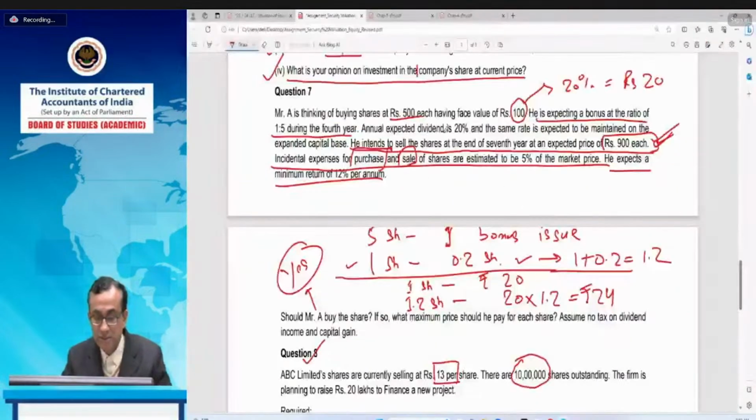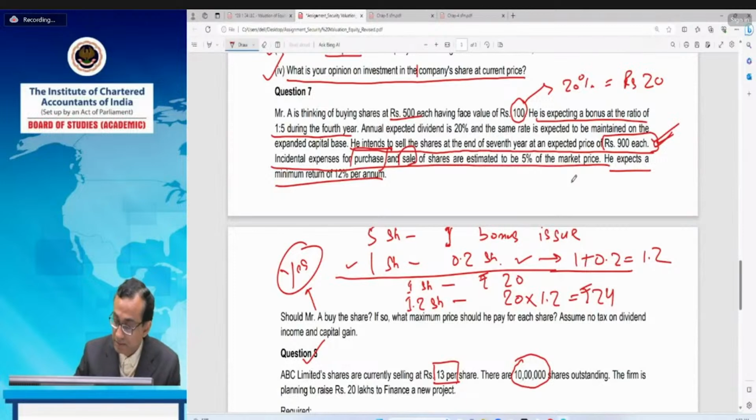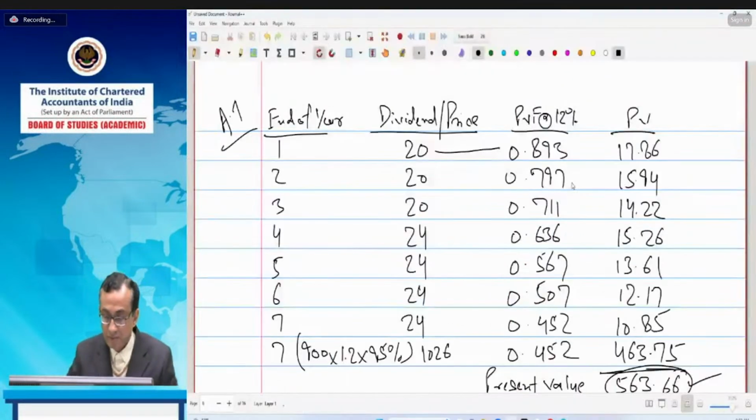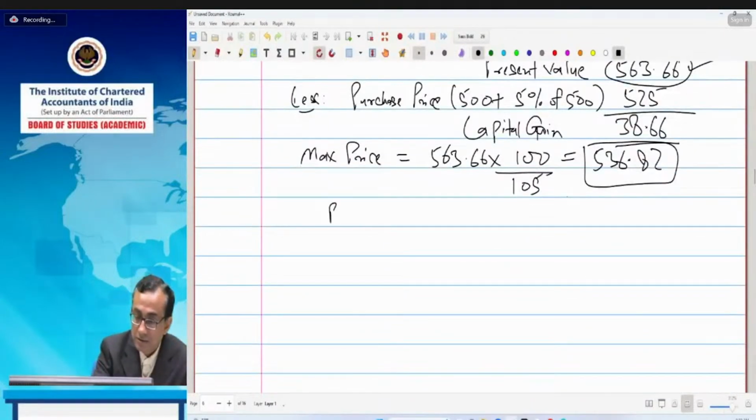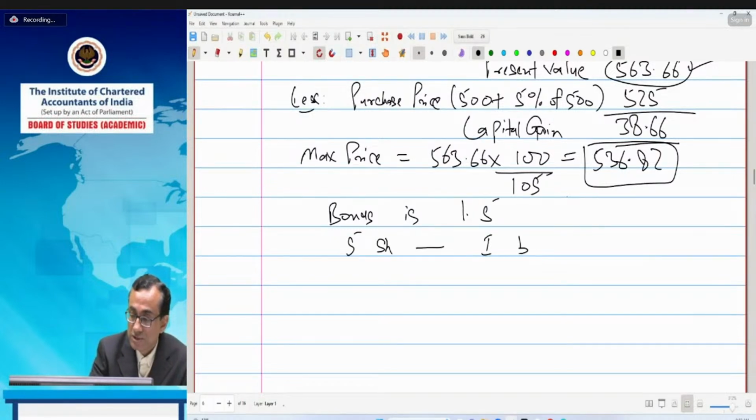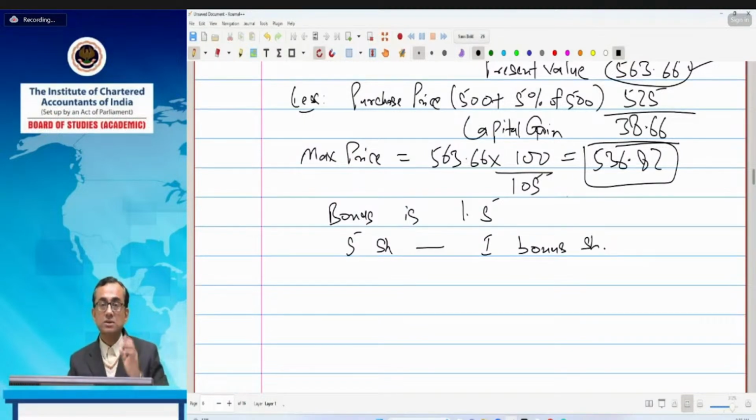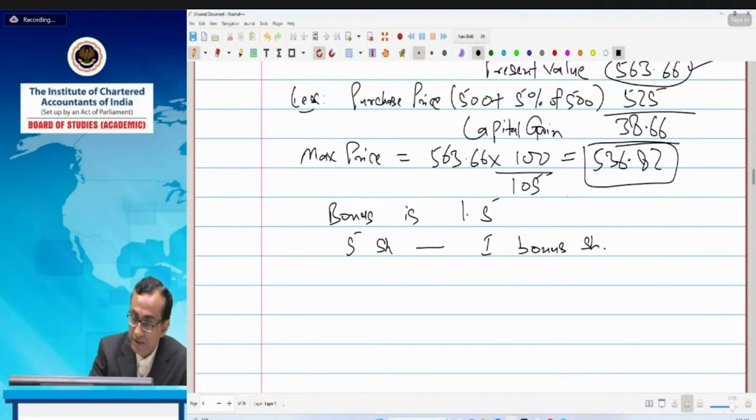See, what is given in the question? That Mr. A is expecting a bonus at the ratio of 1:5. Bonus is 1:5. Means for 5 shares, one bonus share is issued. We are calculating this on the basis of one share only. So if a shareholder is holding 5 shares, then one bonus share will be issued. For example, if a shareholder is holding one share, then 0.2 bonus shares will be issued.